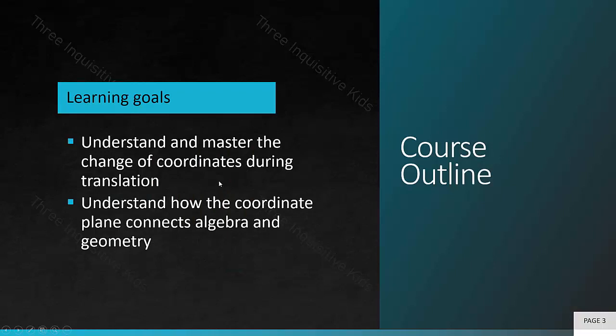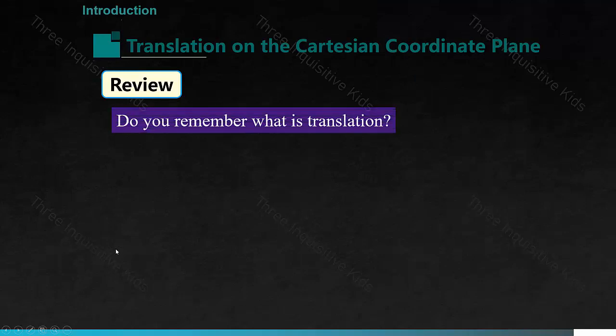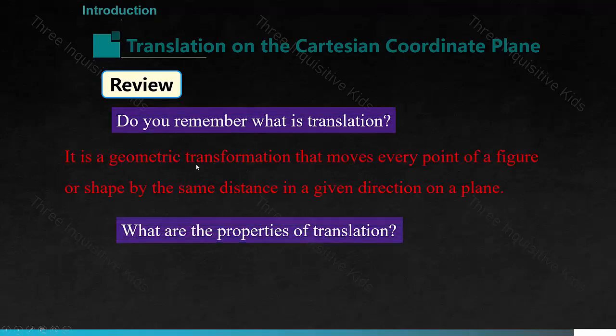Our learning goals for today are to understand and master the change of coordinates during translation, and understand how the coordinate plane actually connects algebra and geometry together. It's like a bridge. Do you still remember what translation is? Well, we know that it's a geometric transformation that moves every point of a figure or shape by the same distance in a given direction on a plane.